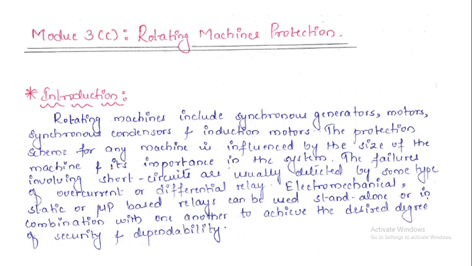They can be used individually, that is standalone, or in combination with any other to achieve the desired degree of security and dependability. As we know, as and when there is a rotating part in any equipment, the chances of getting losses are very high. So the protection of these rotating machines is very vital in the protection of the power system. For this, first we'll understand what the different types of losses are that occur in rotating machines, then we'll go on to how to protect these rotating machines in the power system.